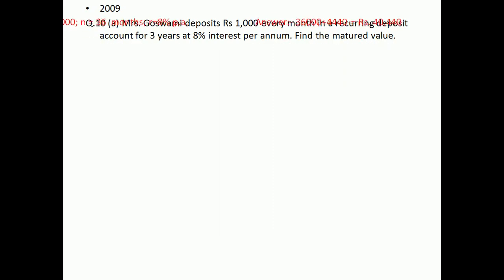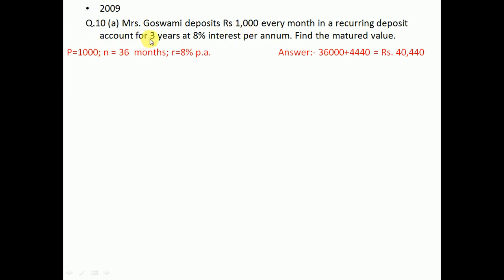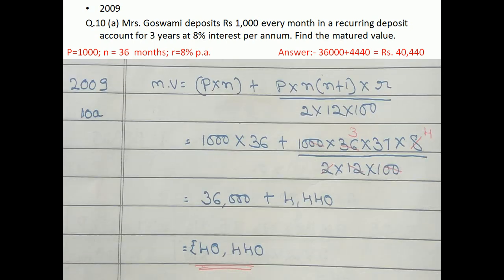Now the next question. Goswami deposited 1000 rupees every month. P is 1000. For 3 years means N is 36. Rate is 8%, R is 8. Find the matured value. Exactly the same as the previous question. Try on your own. And I did the same method as I did the previous question.